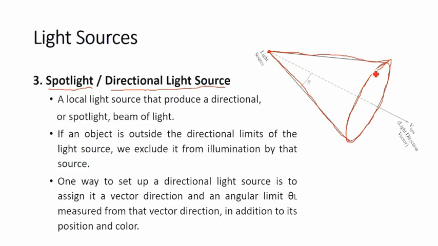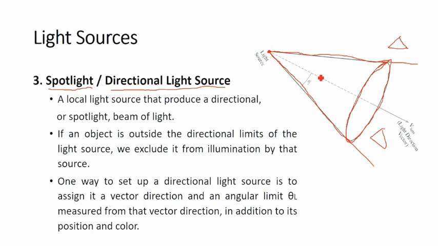Whenever an object is in the direction of this light, meaning it is in this range, then that object gets illuminated by this light. If there is an object which is out of the range, or is not in the direction of this light, then we need not illuminate this object, or this object does not receive any light from this source.